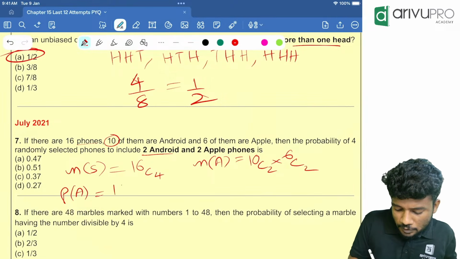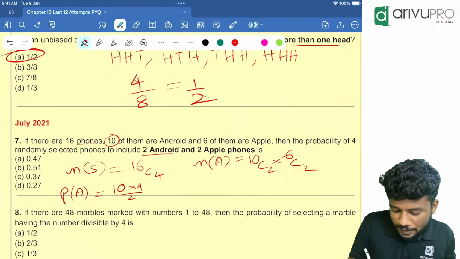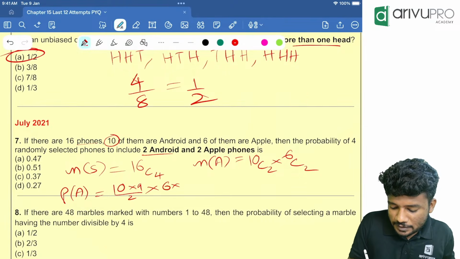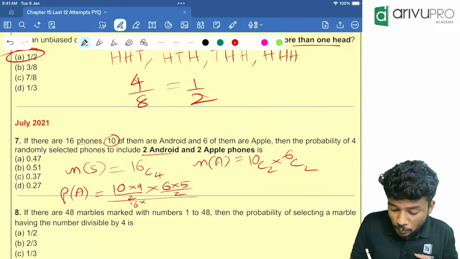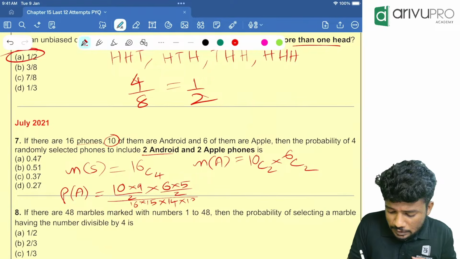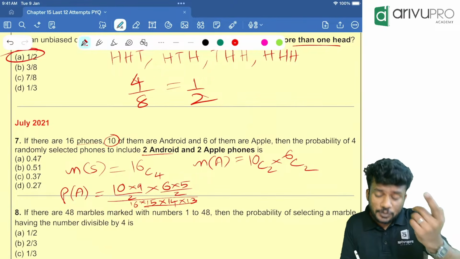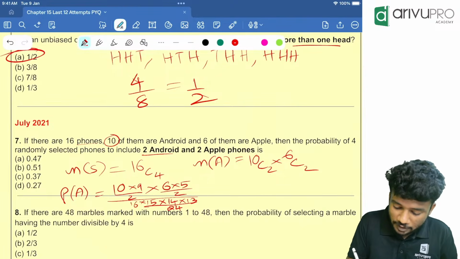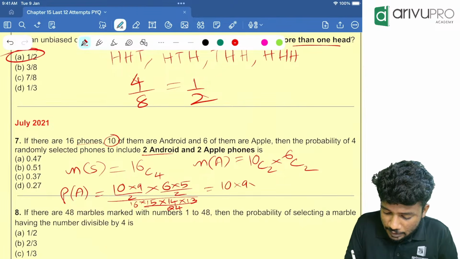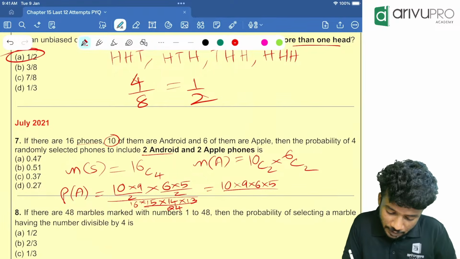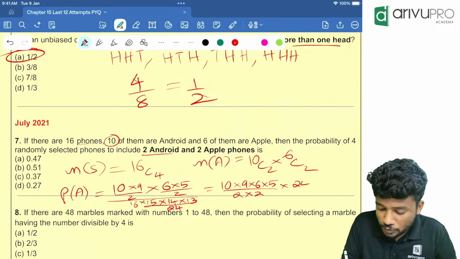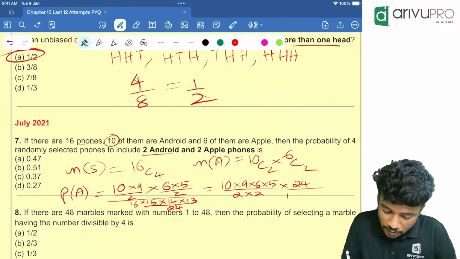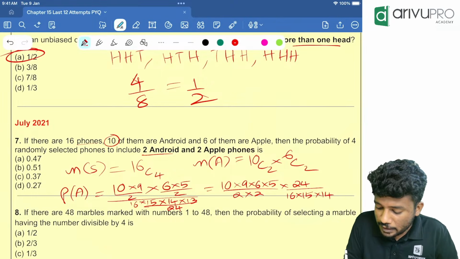So 10C2, you write it as 10 into 9 divided by 2, into 6C2, which is 6 into 5 divided by 2, divided by 16C4, which can be written as 16 into 15 into 14 into 13 divided by 4 factorial. 4 factorial is 24. So you write it as 10 into 9 into 6 into 5 divided by 2 into 2, then multiplied by this 24 which goes to the numerator, divided by 16 into 15 into 14 into 13.